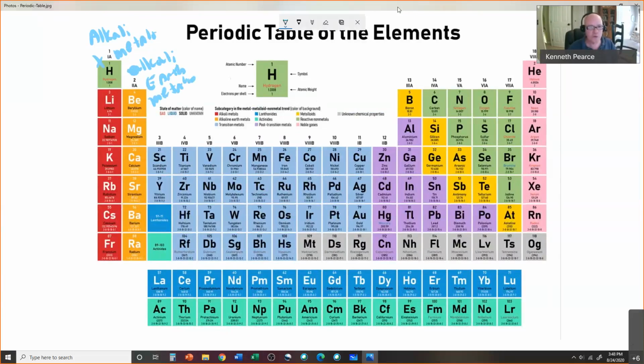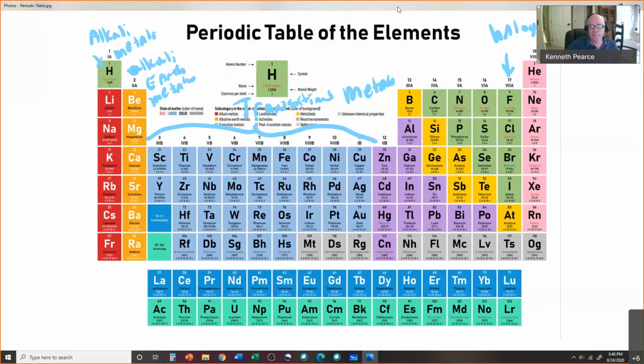They have some characteristics. Generally, they're soft and extremely reactive, but they are metals. And all in here, these are your transition elements or transition metals. And finally, over here, we have the halogens. And then these guys over here on the last, the pink column, that's the noble gases.